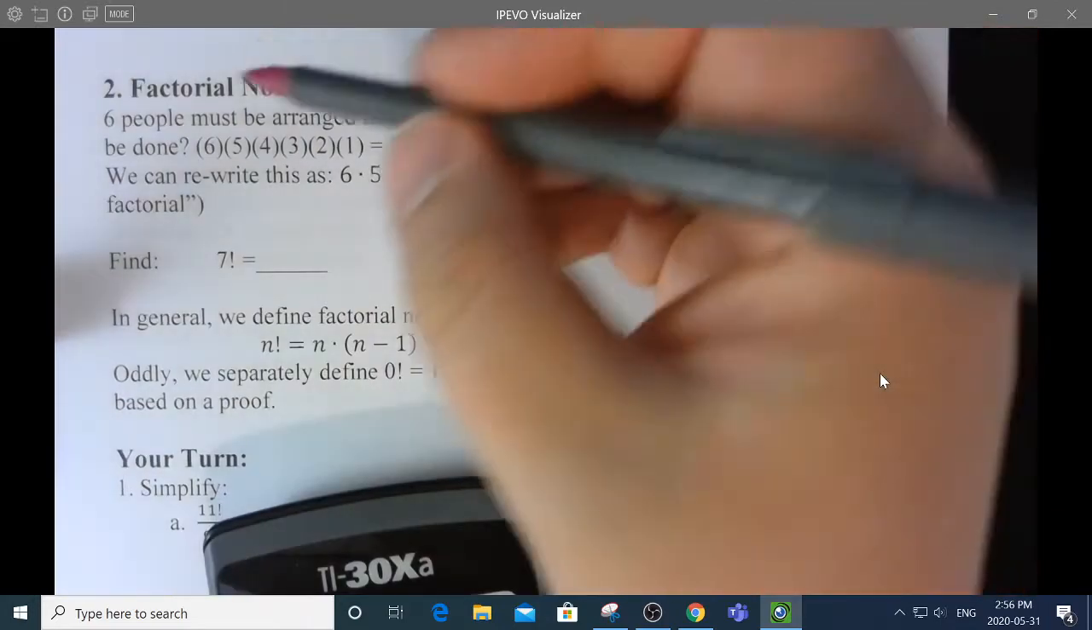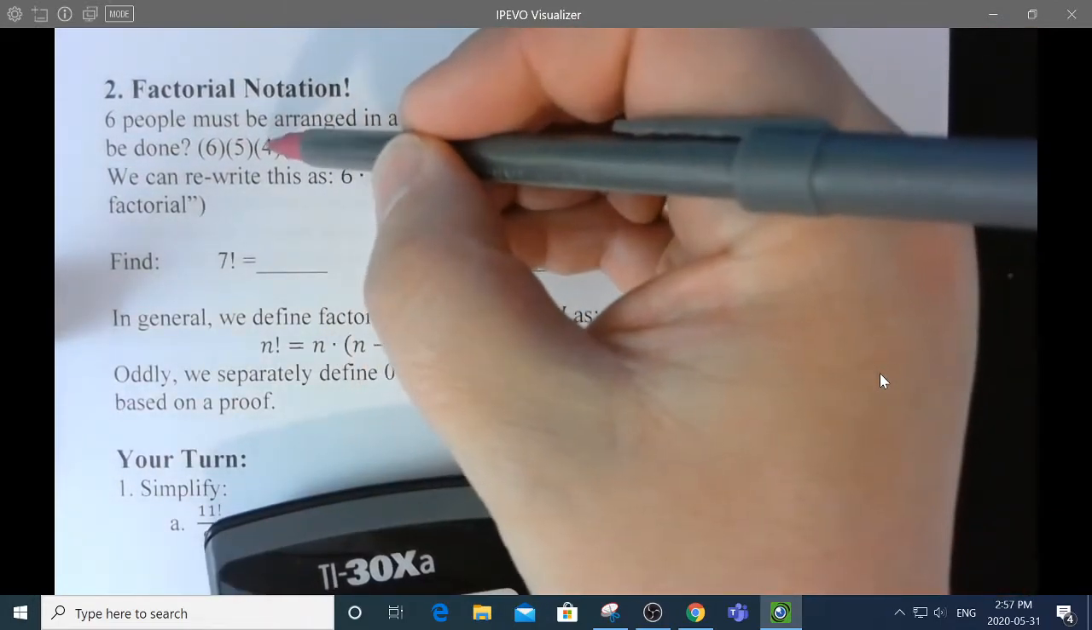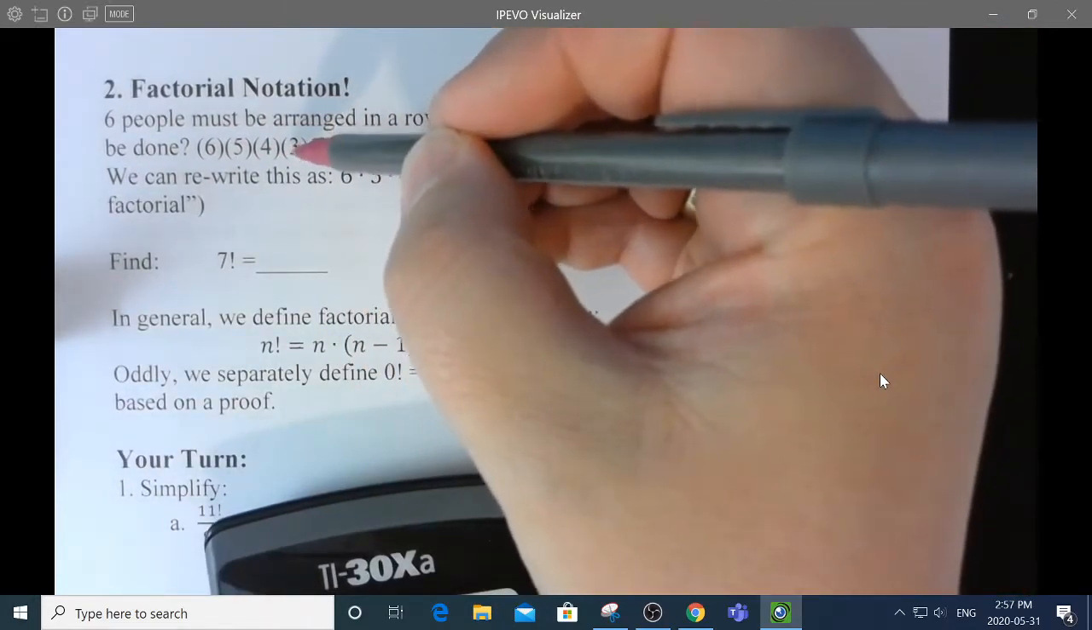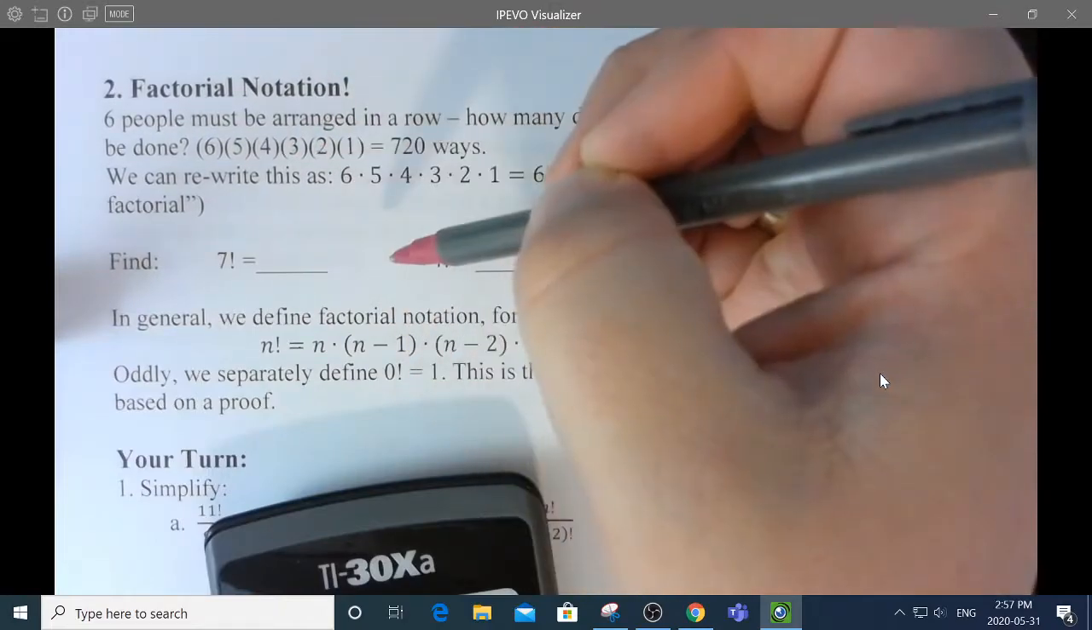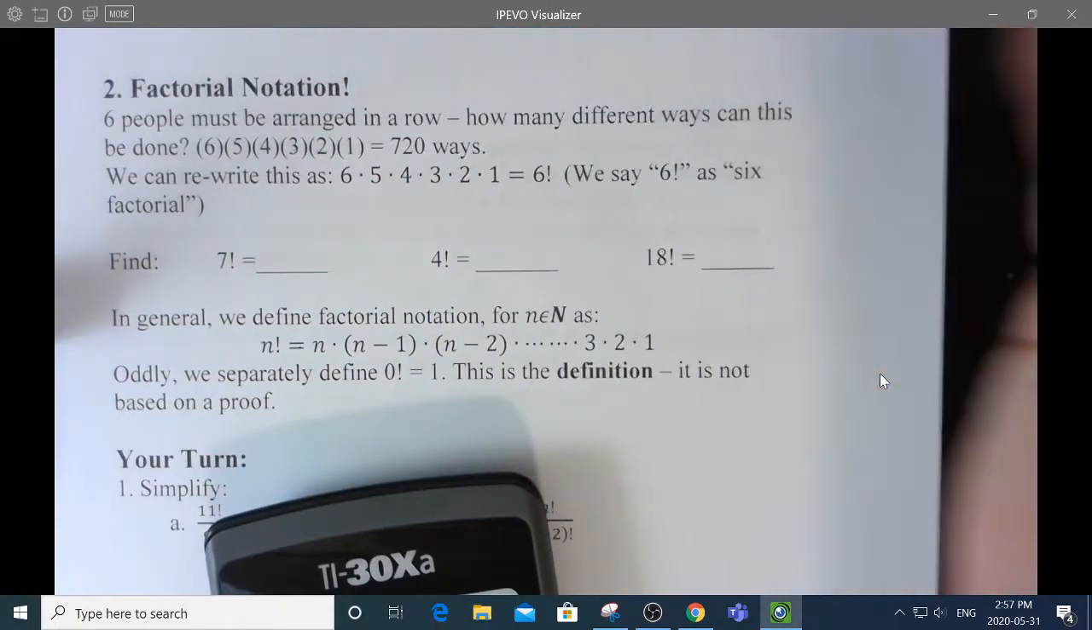Which makes sense because that's 6 times 5 is 30, 30 times 4 is 120, 120 times 3 is 360, 360 times 2 is 720, times 1 is still 720.